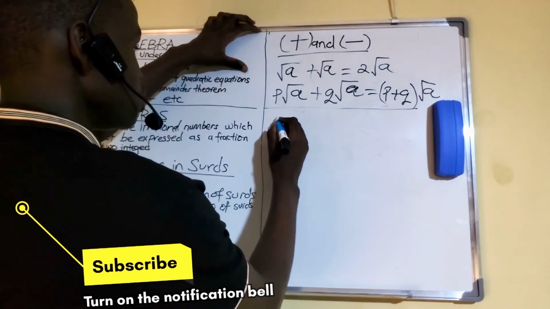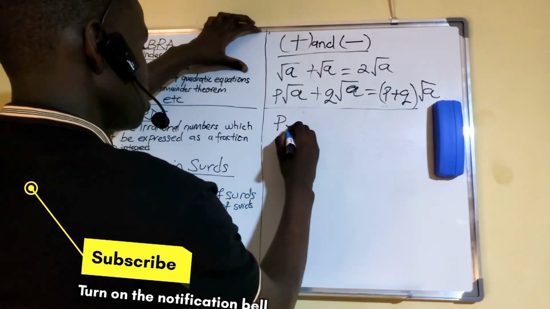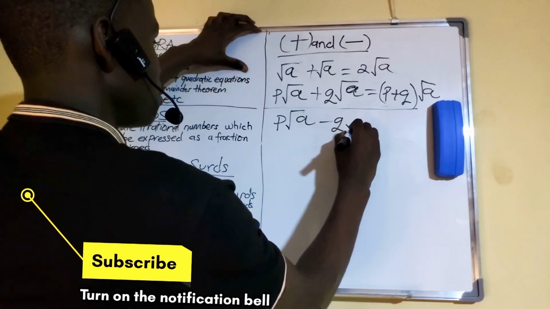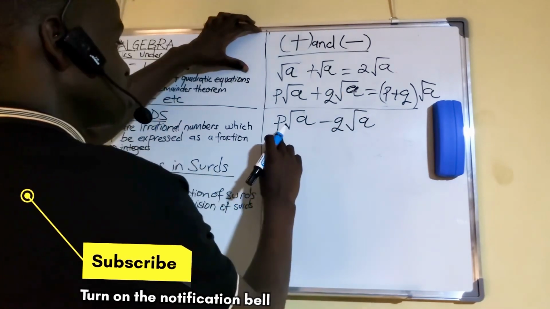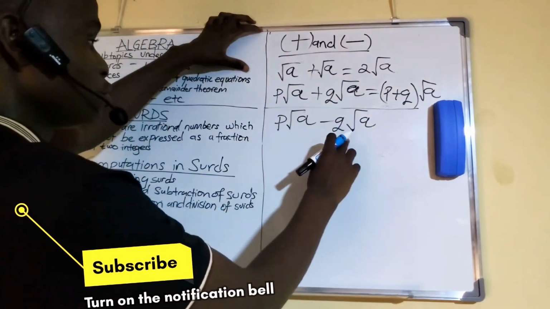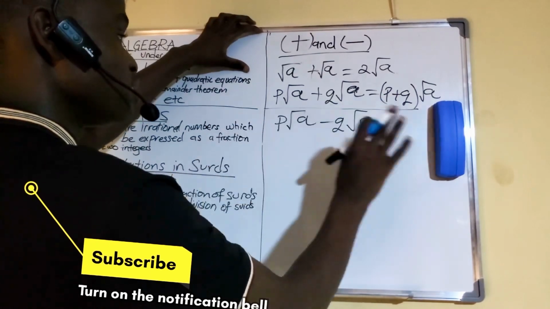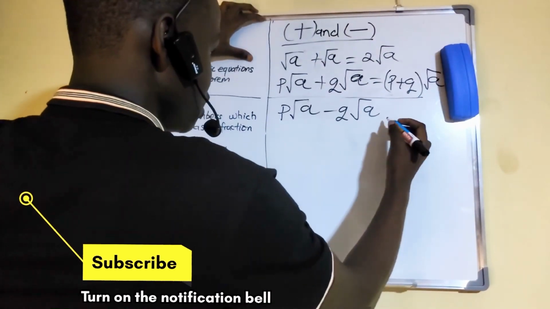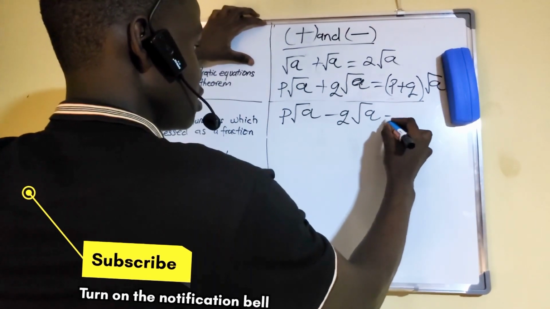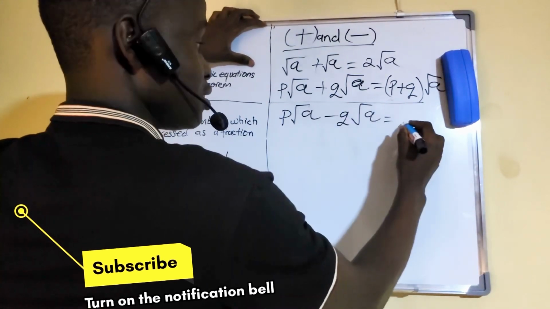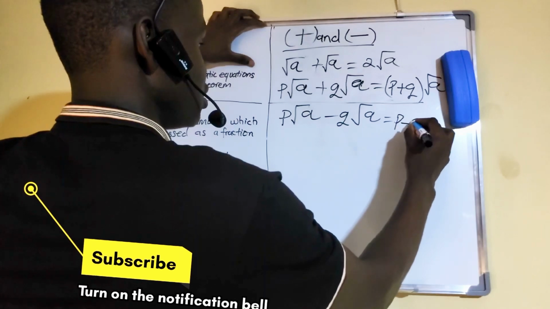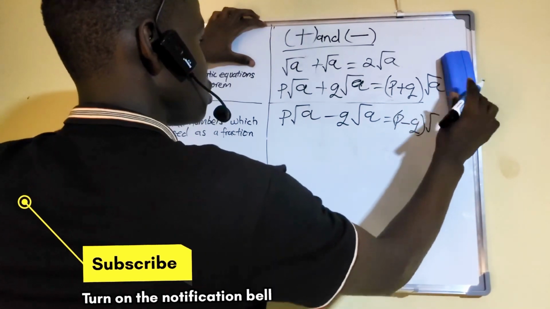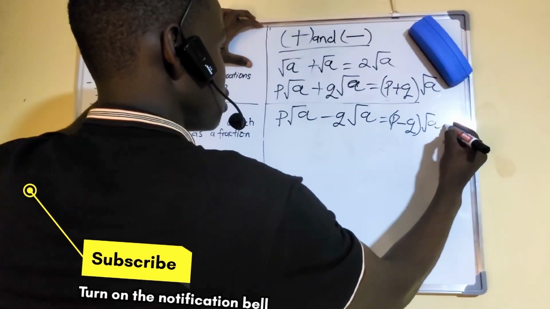Now for subtraction, if we have p root a, then minus q root a. Now take note that p and q or a can represent any number, 2, 3, 100, anything. Now we can simplify this to give us p minus q, then root a.